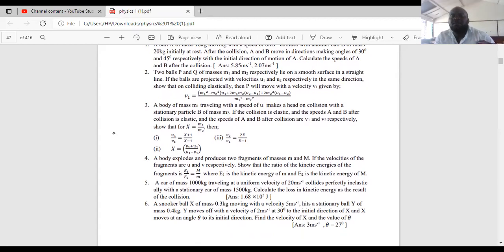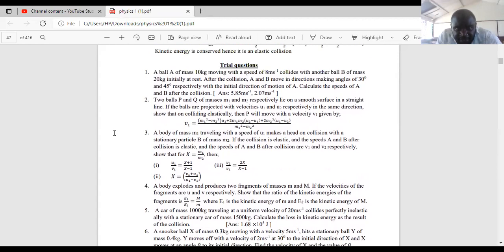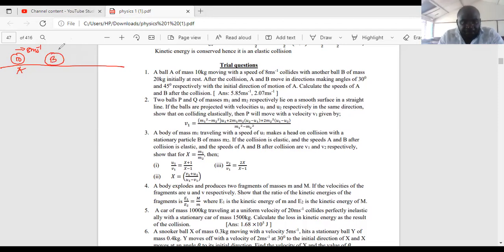Okay. Let me solve. Which number should I try out? There's number 1. Number 2, you also try out and get to know that the world is not simple. So number 1 says a ball of mass 10 kilograms moving with a speed of 8 meters per second collides with another ball. This is ball A. B of mass 20.